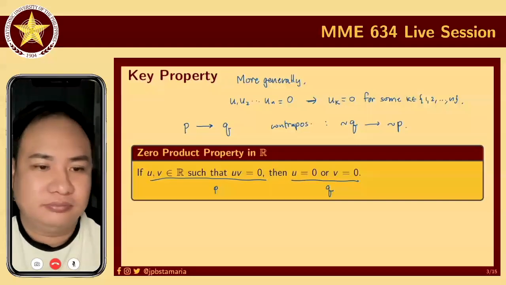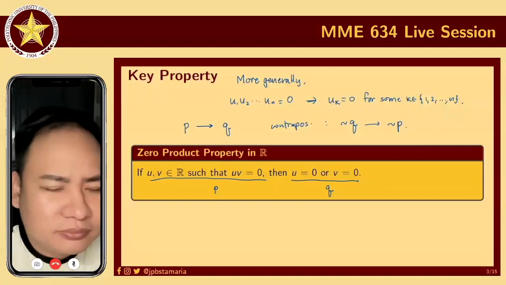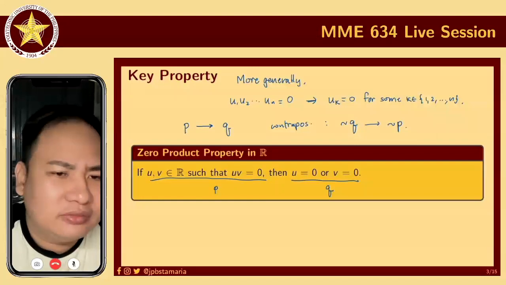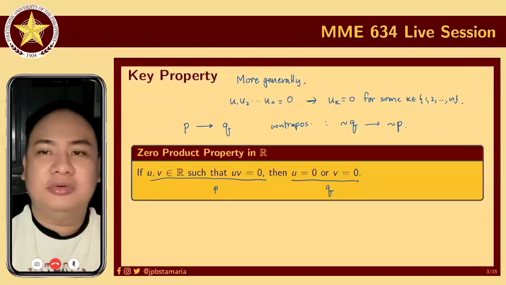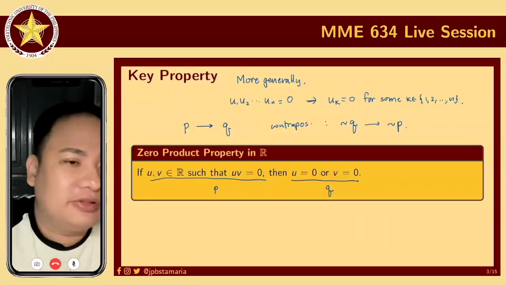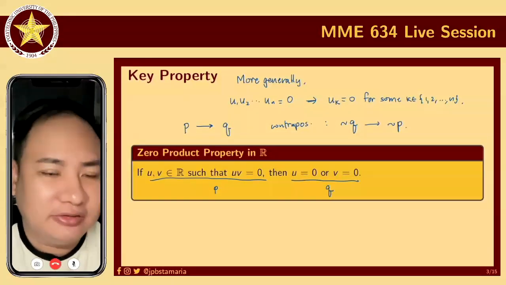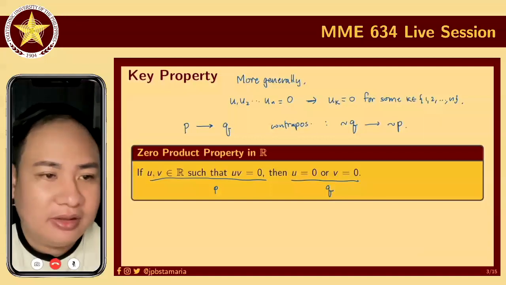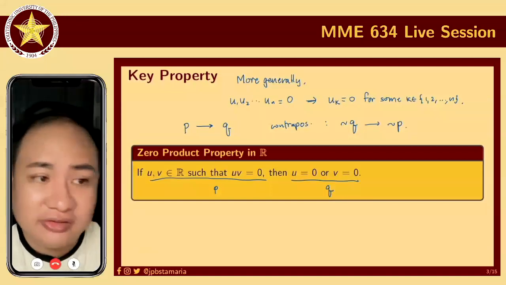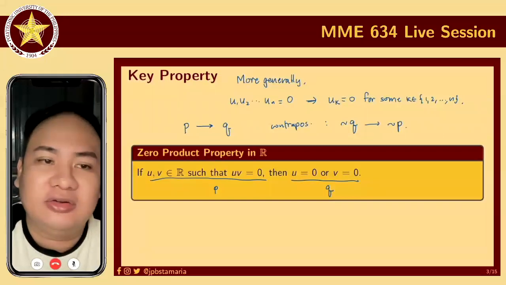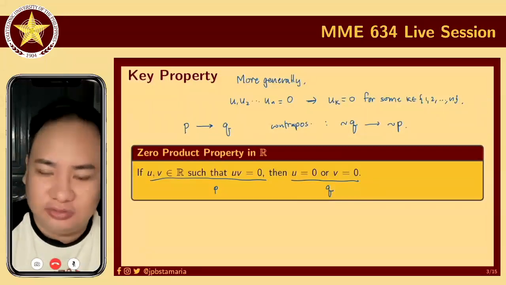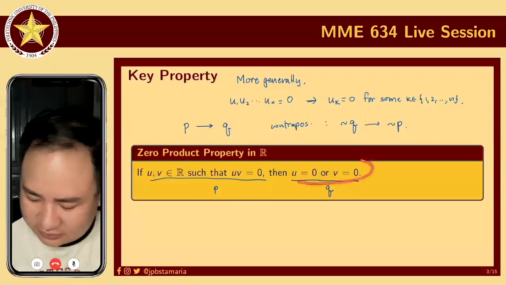If u is not equal to 0, then u is not equal to 0 or v is not equal to 0. Ganito. Siguro, let's make the statement clear. Ang sabi ng statement, kapag ang product ng u and v ay 0, then isa sa u or sa v ang 0. So, kapag contrapositive mo yon, paano mo i-negate yung q? How will you negate this statement?